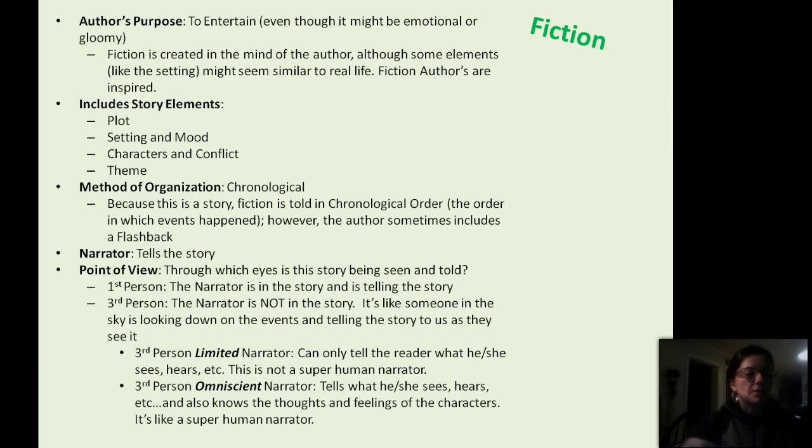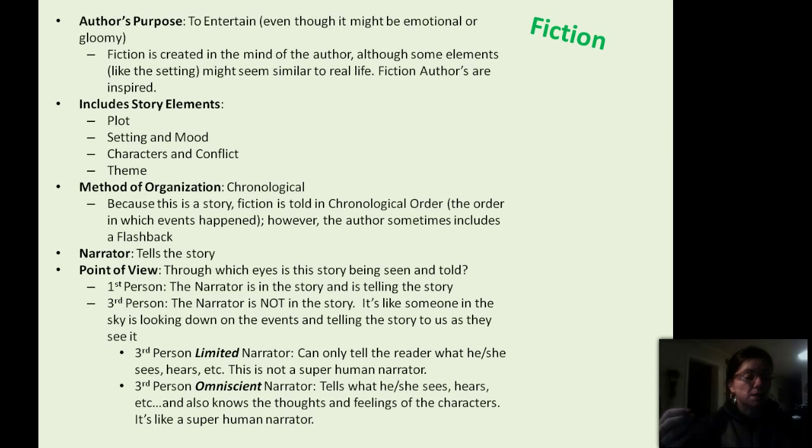Third person narrator is a narrator that's not in the story at all. It's like someone in the sky is looking down on the events and telling the story to us as they see it happening. And again, that's an author decision. Now, if an author chooses third person point of view, he has to go further and decide if that third person narrator is going to be limited, which means they can only tell the reader what he or she sees, hears, etc. This is not a superhuman narrator.